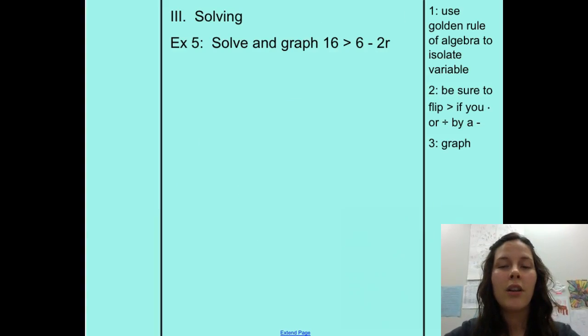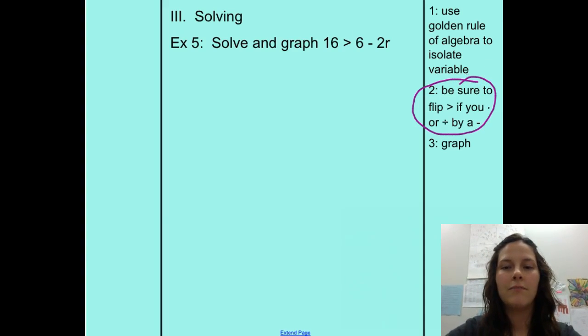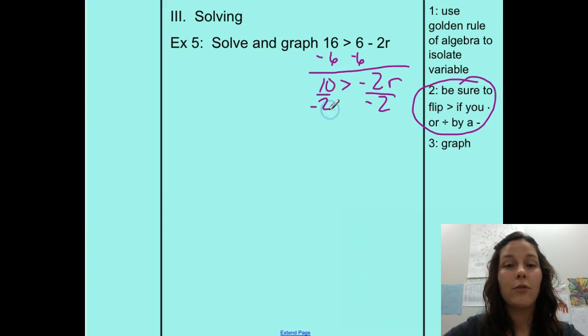Again, solving an inequality is almost exactly the same as solving an equation. You just have to be careful for the second step over here. If you multiply or divide by a negative, you need to flip that inequality symbol. So in our example here, to solve for r, I'm going to subtract 6 from both sides of my inequality. So I get 10 is greater than -2r. So here we go, dividing by a negative. First of all, I divide 10 by -2. Then I will flip the inequality, and I have -5 is less than r for my solution.